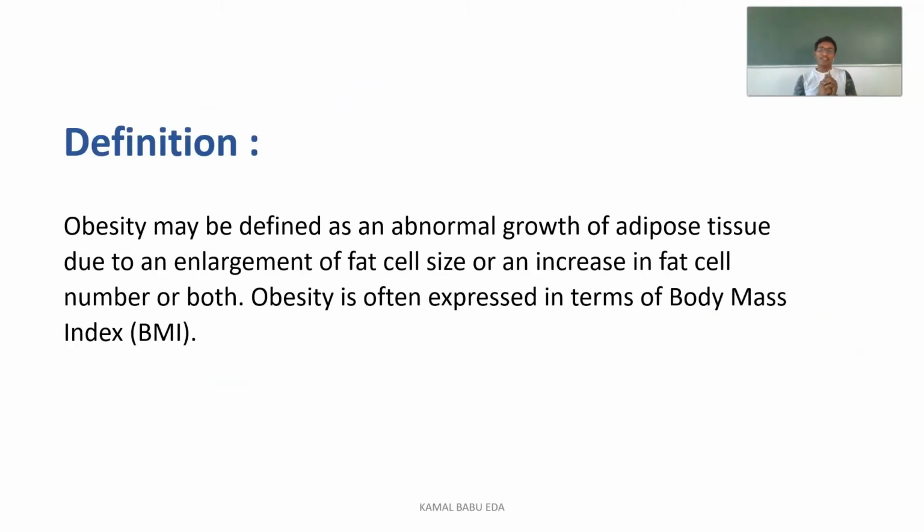Coming to the definition: obesity is defined as an abnormal growth of adipose tissue due to the enlargement of fat cell size, an increase in the fat cell number, or even both. Obesity is always expressed in terms of BMI, that is body mass index. The enlargement of the fat cells or the increase in their number is causing the obesity here.